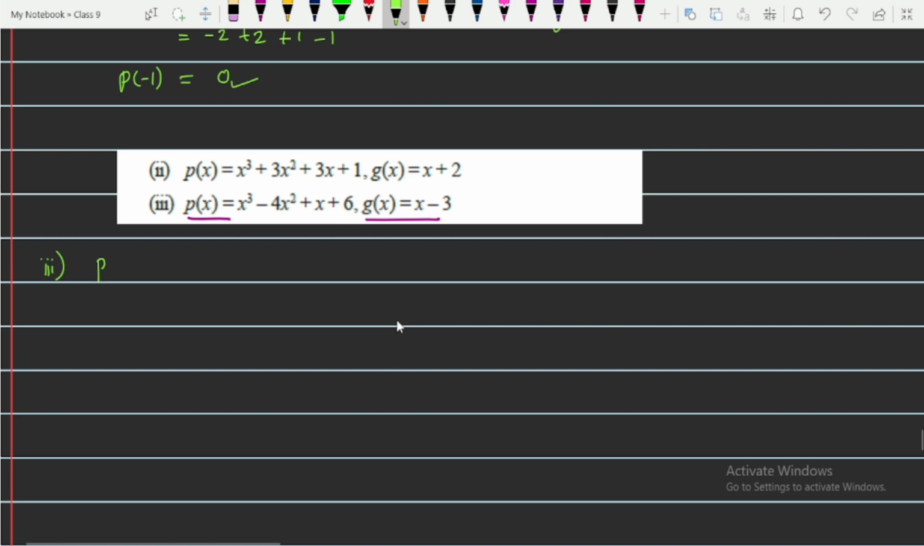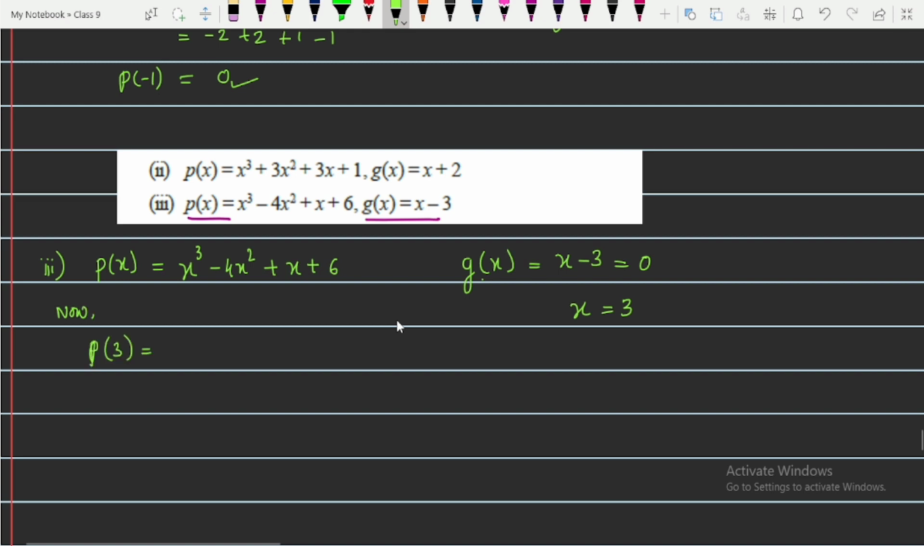So which is the factor we have to check? g of x. So we have to take that equal to 0. So now it is x minus 3 equal to 0. So x equal to what do we get? It is equal to 3. Now to check it is a factor, you have to find the value for x equal to 3. So now we are going to find p of 3.